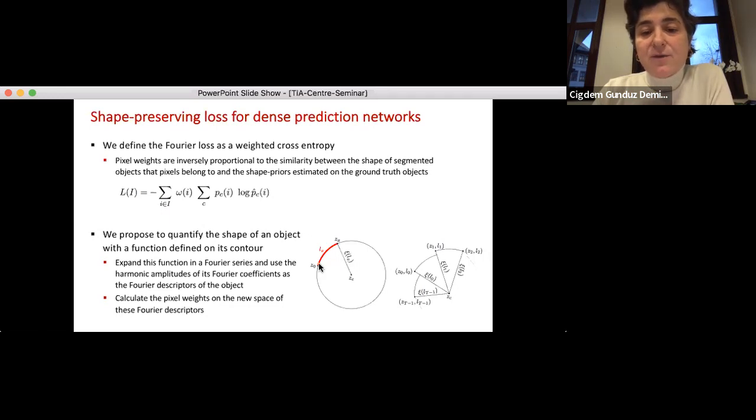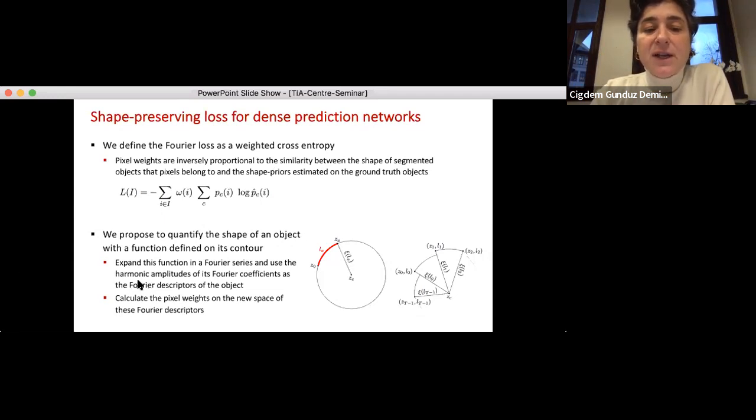So that is the arc length from the origin to the corresponding point on the object contour. For example, this function gives you a constant function for a circle because the radius is always the same for the contour points of a circle. After defining this function, we propose to expand it in a Fourier series and use the harmonic amplitudes of its Fourier coefficients as the Fourier descriptors of the object.